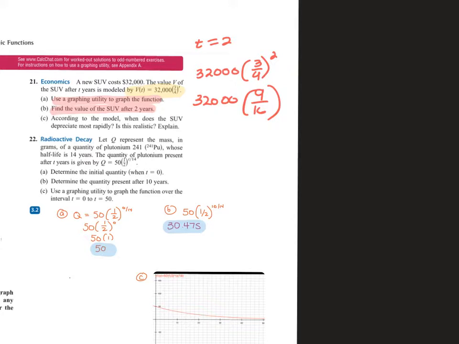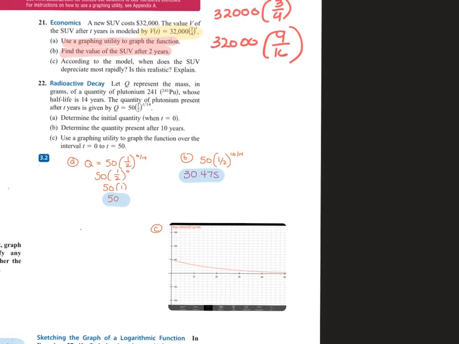So that's an application of exponential functions. According to the model, it depreciates the most rapidly in the beginning. And does it make sense? Yeah, it's realistic. Like a used car, the moment you drive it off the lot, it's all of a sudden now used, right? So it depreciates the fastest in the beginning.